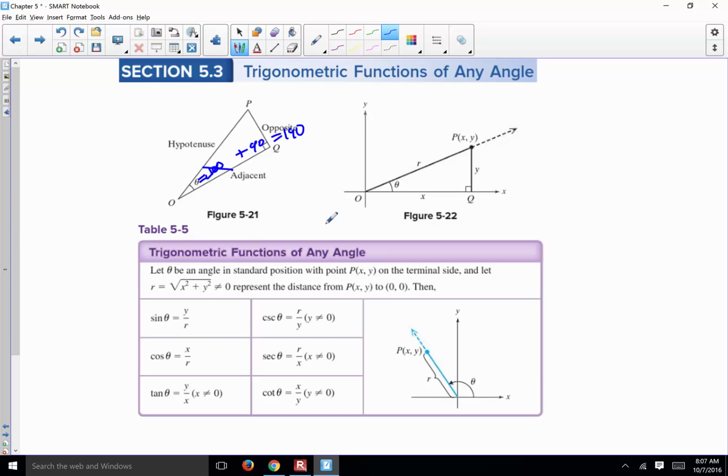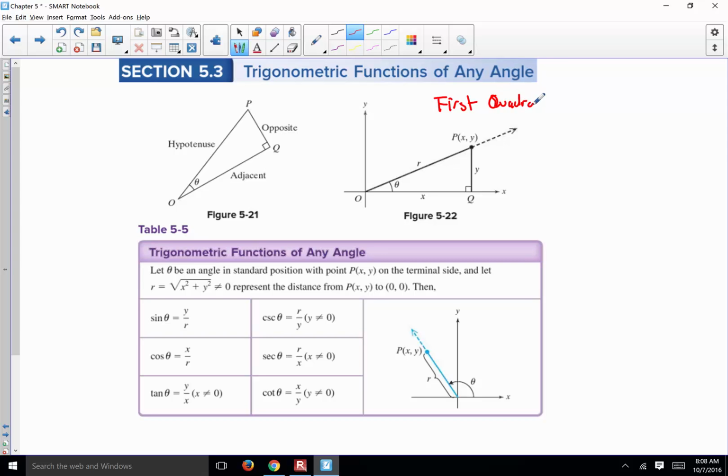So we need an alternative. We need to expand our knowledge to cover all angles. I want to find out what sine 255 is. I want to find out sine 270 or 300. So first off, we put this triangle onto the positive x and y axes, in what we call quadrant 1. This is the first quadrant.